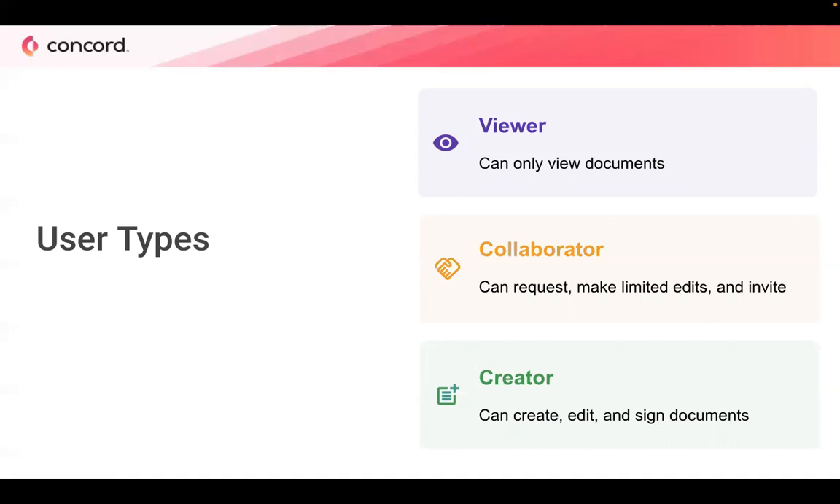Now, these again are just standard user types. So I like to go over them right out front so we kind of have a better idea of what we're getting into as we start this process. But I do want you to know that if these don't seem like they're going to fit your needs right away, we do have a lot of other flexible options to make sure that the folks that you invite into Concord are going to be able to do exactly what you need them to do.